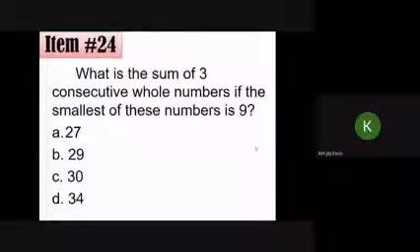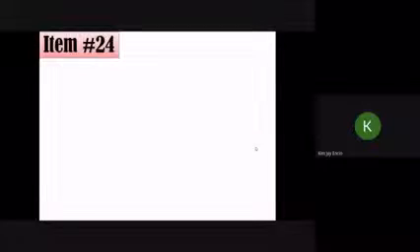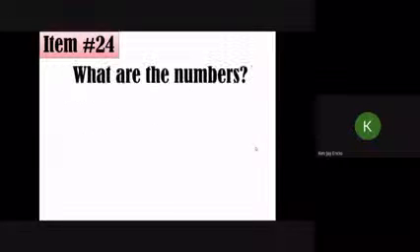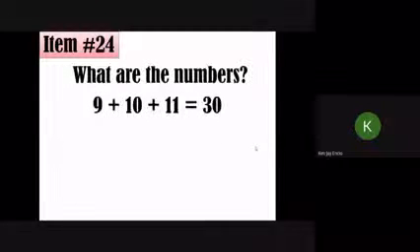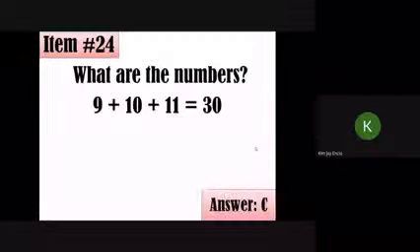What is the sum of 3 consecutive whole numbers if the smallest of these numbers is 9? 27, 29, 30, or 34? Take note that when we say consecutive, they actually differ by 1. It's an increasing order. And in fact, 9 has to be the smallest. The next is the higher number, which is 10. And next is 11. And so their sum is 30, letter C.